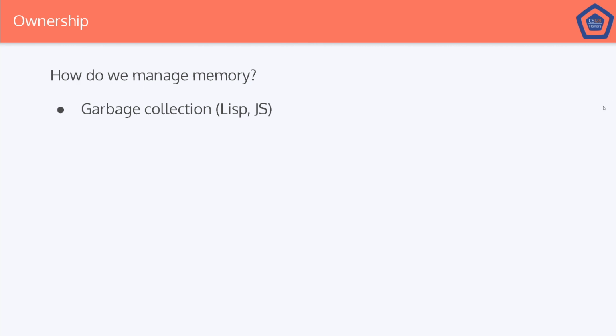So there are a couple of major approaches that we use to manage memory. One of the first ways is garbage collection, which is commonly used in Lisp and JavaScript. Basically the general idea is that when we detect that this memory is no longer being used, we'll stop keeping track of it.